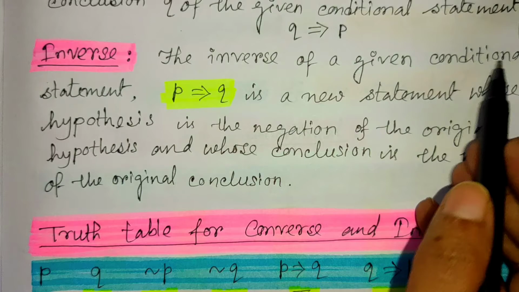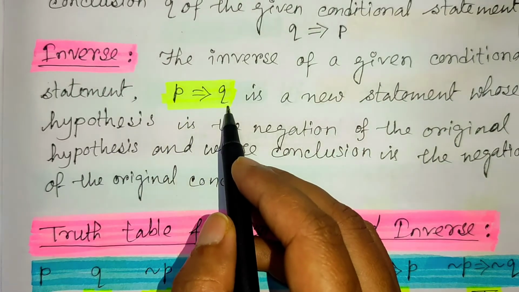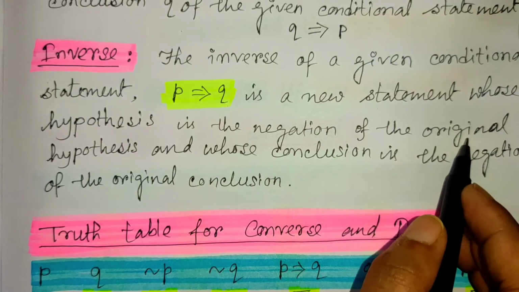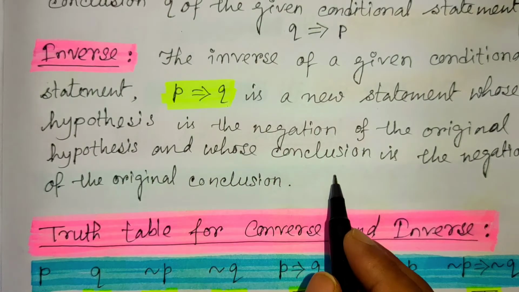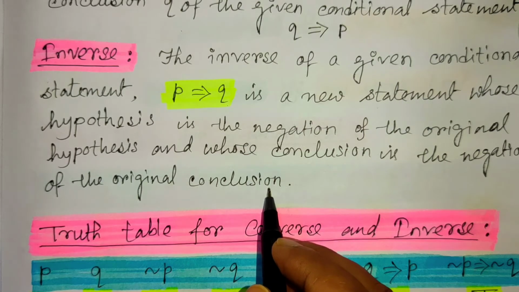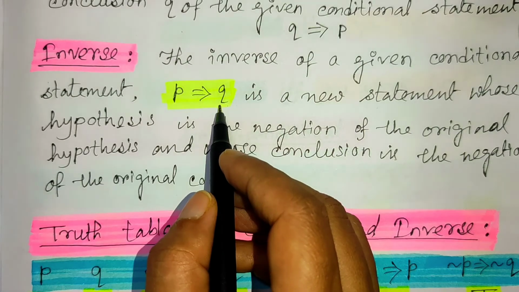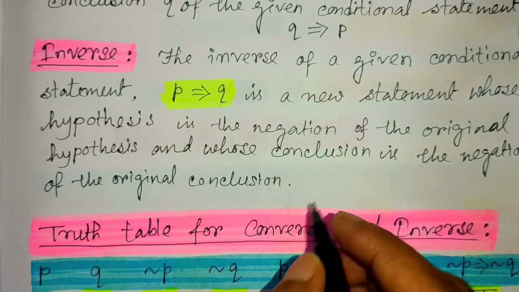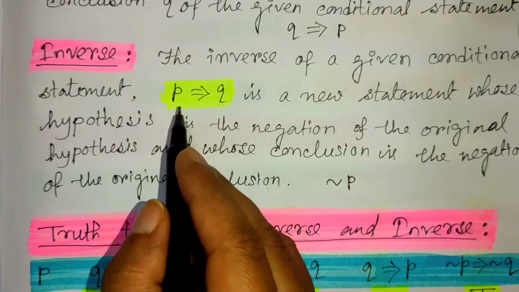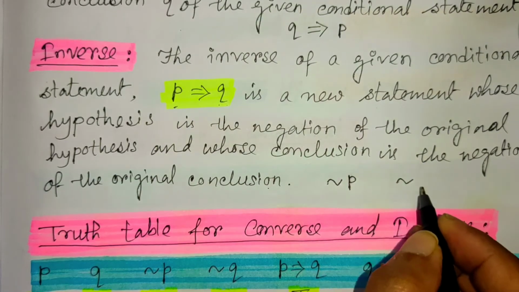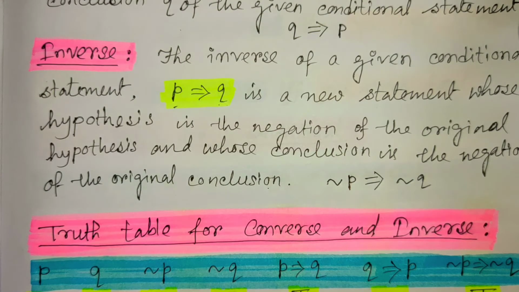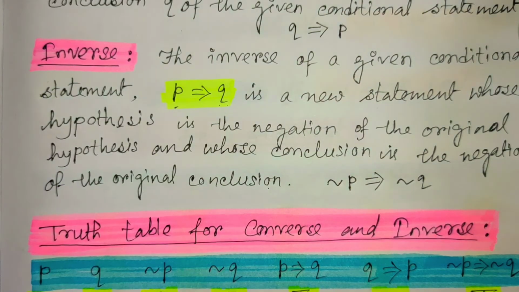The inverse of a given conditional statement P implies Q is a new statement whose hypothesis is the negation of the original hypothesis and whose conclusion is the negation of the original conclusion. So what does it mean? This one is the given statement, and its inverse means not P, the negation of the original hypothesis, and not Q, the negation of the original conclusion. So if we have not P implies not Q, then it is the inverse of this given statement.